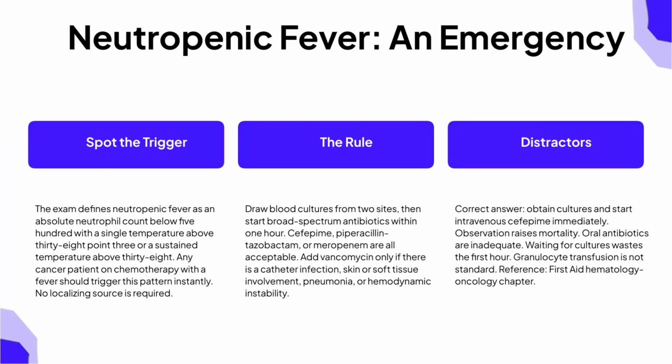The moment you see a cancer patient on chemotherapy with fever and an absolute neutrophil count below 500, you are looking at neutropenic fever, a medical emergency. No source is required for the diagnosis. The rule is cultures first, antibiotics within 60 minutes, with a broad-spectrum agent like cefepime, piperacillin tazobactam, or meropenem. Observation kills the patient. Oral antibiotics are too weak. Waiting for culture results wastes the hour when mortality rises. Granulocyte transfusions are not standard. Review this pattern in First Aid under oncologic emergencies, and you will see a near-identical question in UWorld.